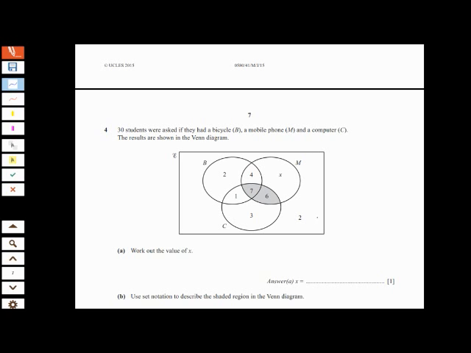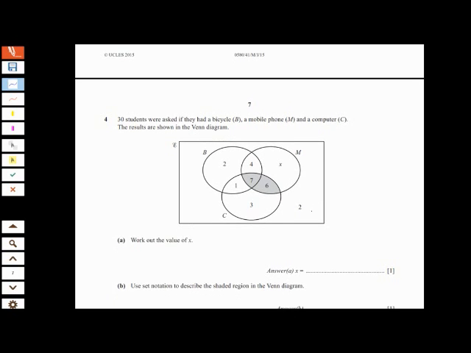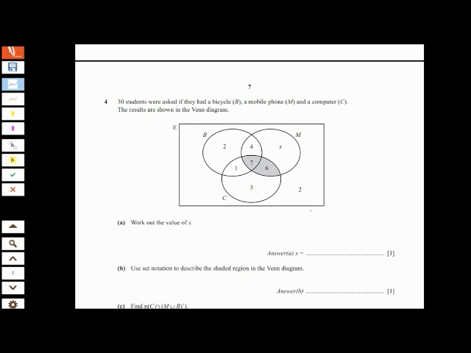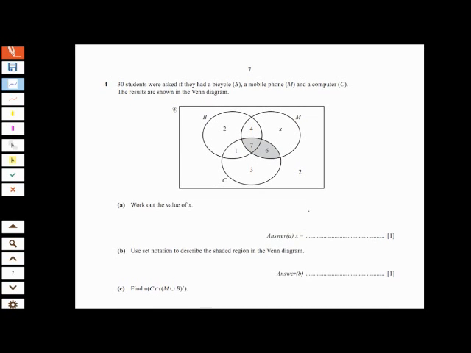Now sets. 30 students were asked, they had a bicycle, mobile phone, and a computer. The results are shown in the Venn diagram. Now work out the value of x. So we do know that the total number is 30. So all we have to do is just add them all together and equate them to 30. Plus x, plus 1, plus 7, plus 6, plus 3, plus 2 equals 30. Now simplify that and you will get x equals 5.